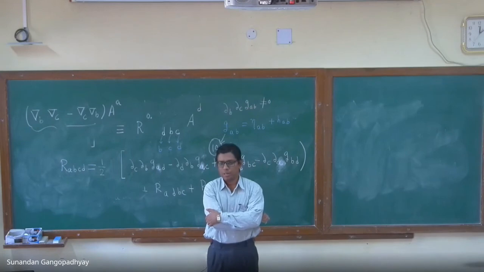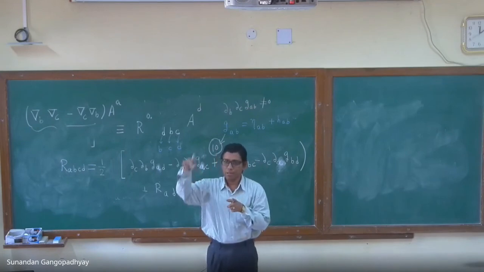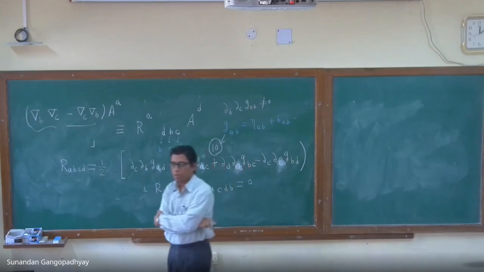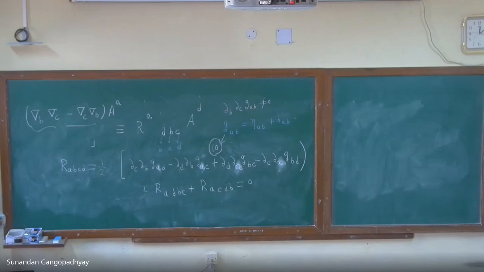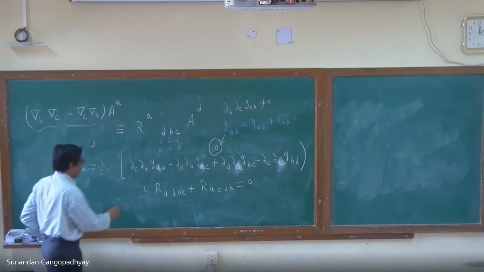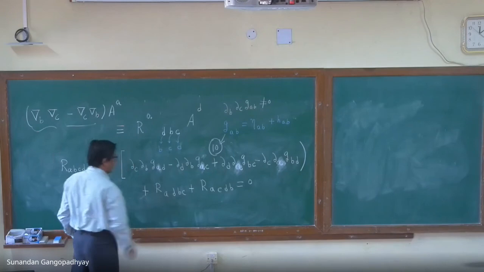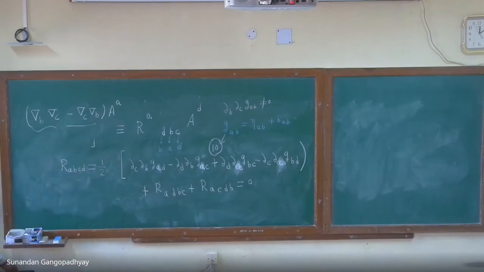So it will be 6 into 7 by 2: 6 plus 5 plus 4 plus 3 plus 2 plus 1, which is 21. In 21 components, there is one cyclicity condition. So that reduces 1. Therefore, we have 20 independent components.